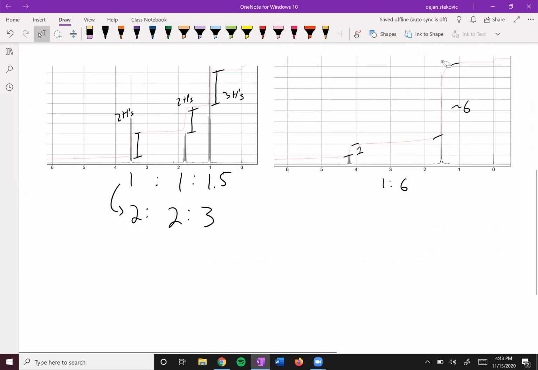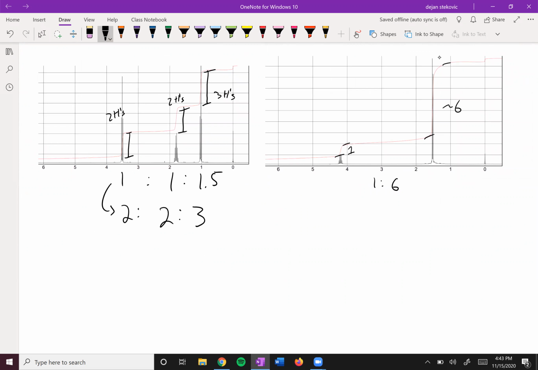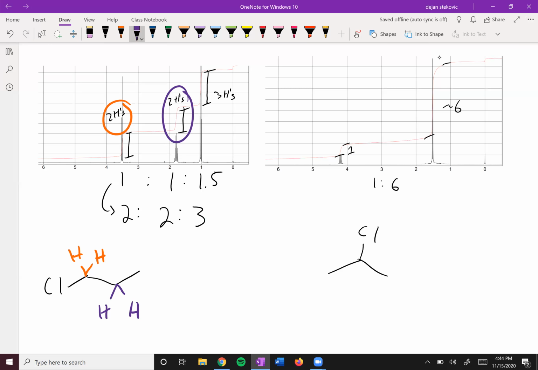So in this case, we've already seen the spectra, right? This is 1-chloropropane over here, and then this is 2-chloropropane right here. And it's exactly what we'd expect, right? We have a peak all the way to the left that corresponds to 2 hydrogens, a peak somewhere in the middle that corresponds to 2 hydrogens, and then a peak over to the right that corresponds to 3 hydrogens.